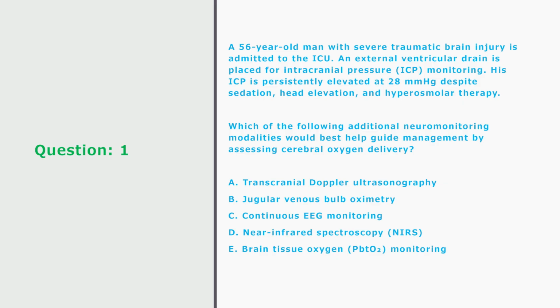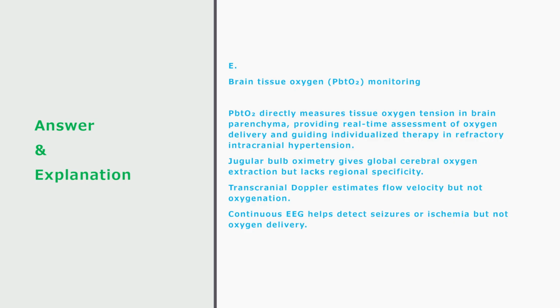A. Transcranial Doppler ultrasonography. B. Jugular venous bulb oximetry. C. Continuous EEG monitoring. D. Near-infrared spectroscopy. E. Brain tissue oxygen monitoring. Correct answer is E. Brain tissue oxygen, PbTO2, monitoring.